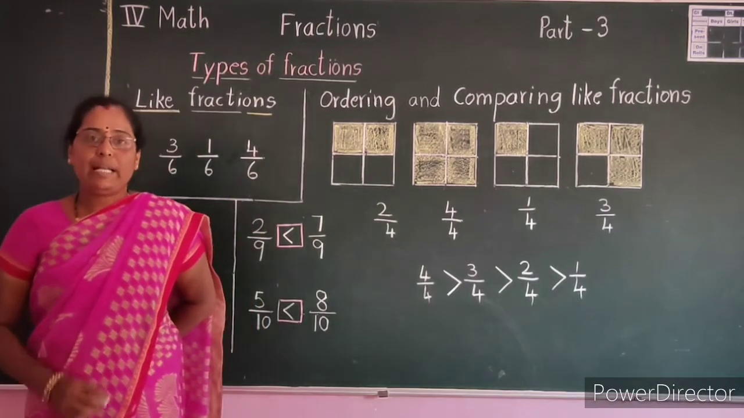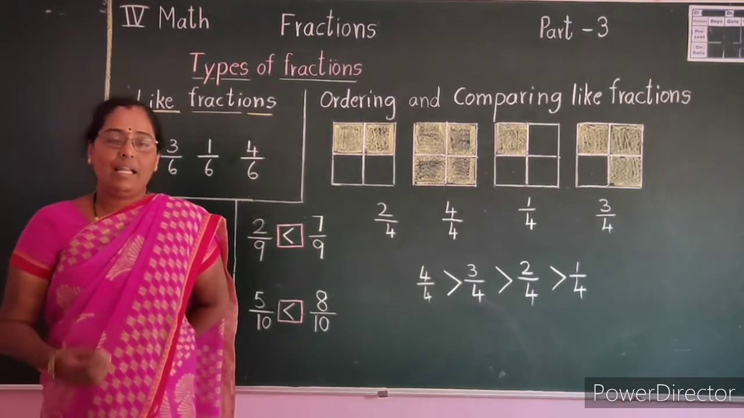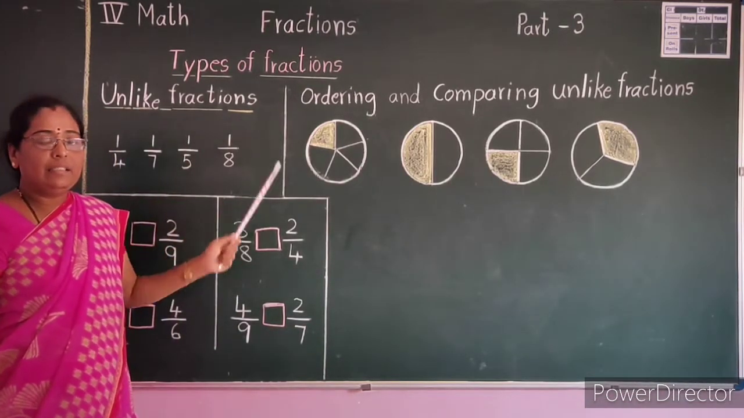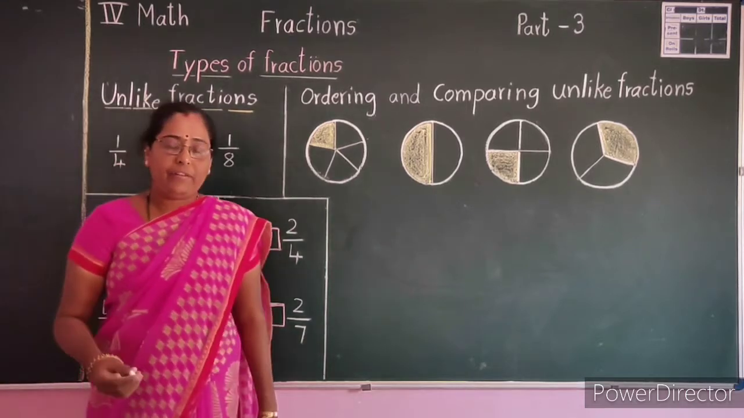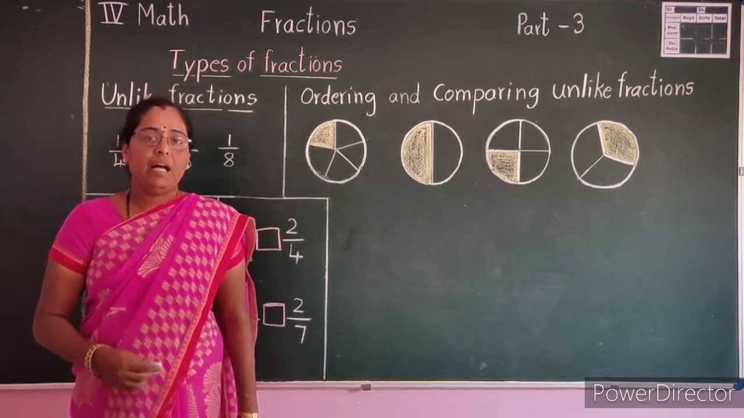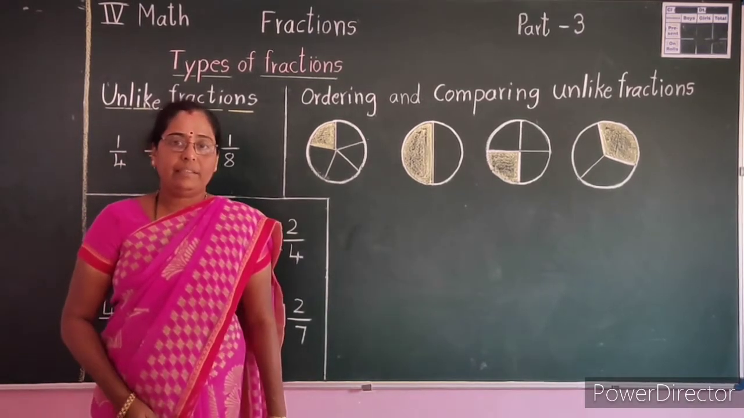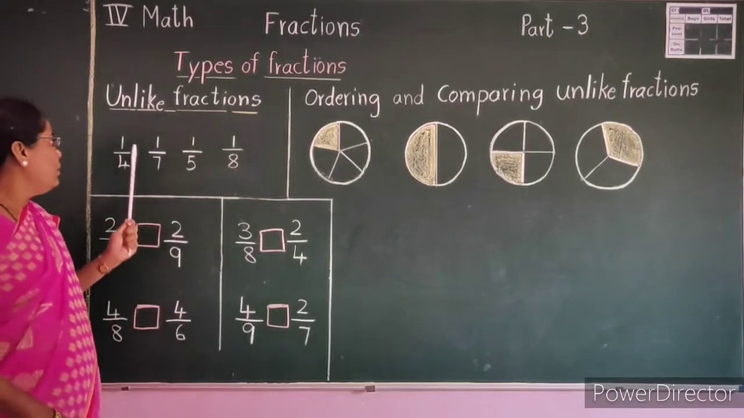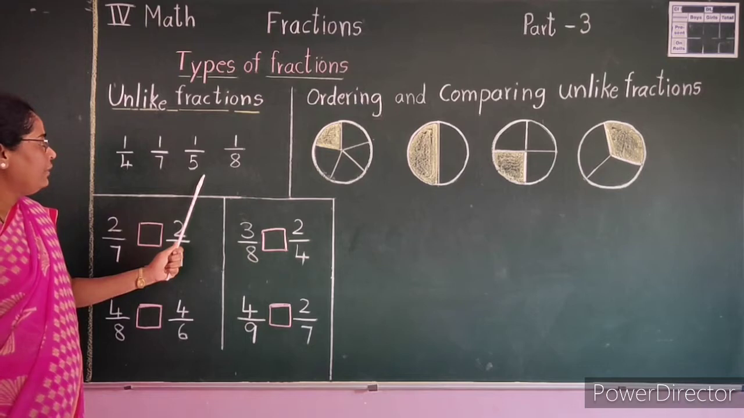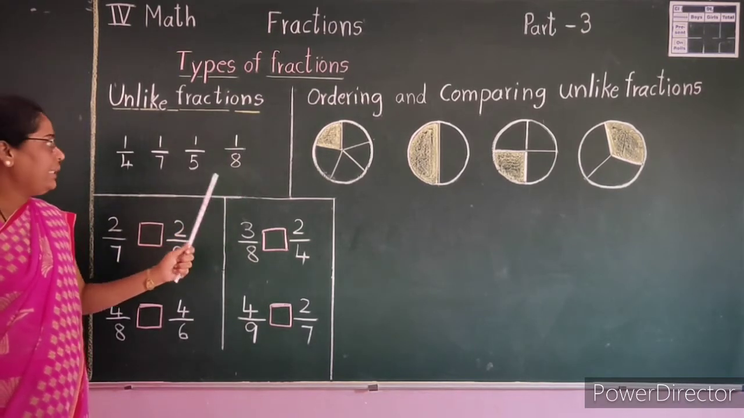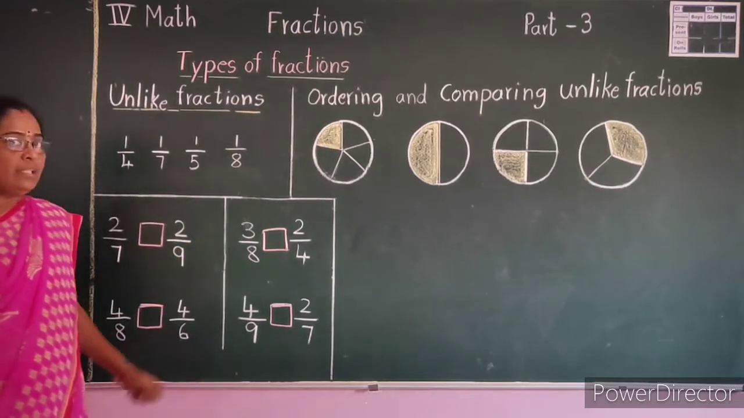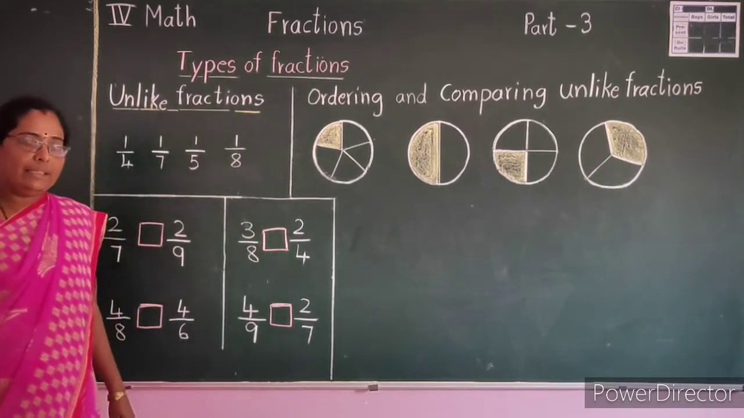Let's see one more type of fraction, that is unlike fractions. The fractions with different denominators are called unlike fractions. For example, 1 by 4, 1 by 7, 1 by 5, 1 by 8. Here, all the denominators are different. These fractions are called unlike fractions.